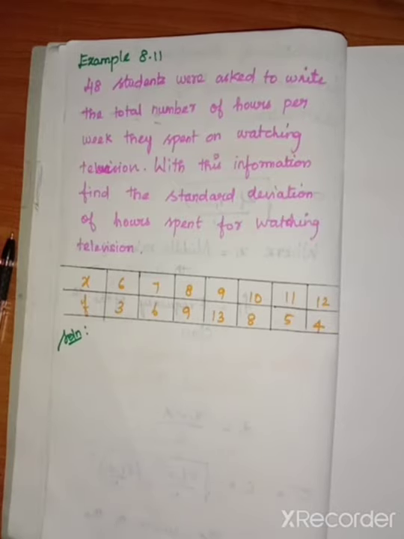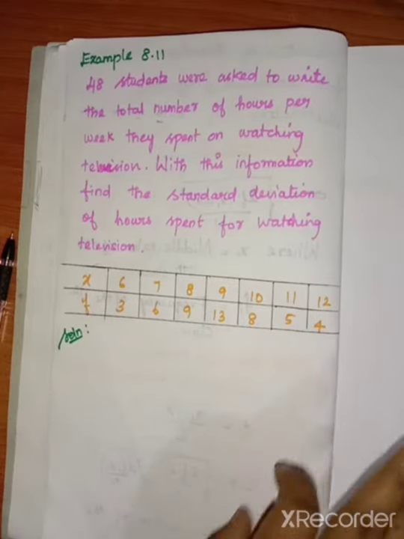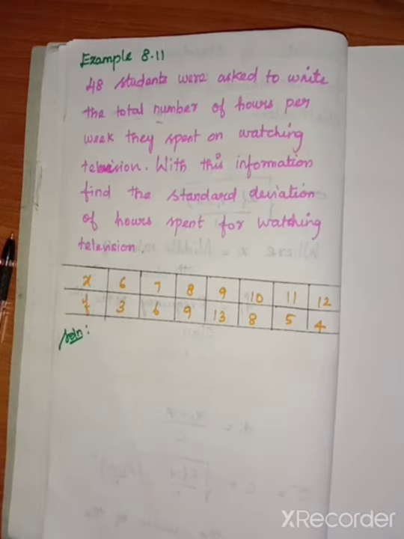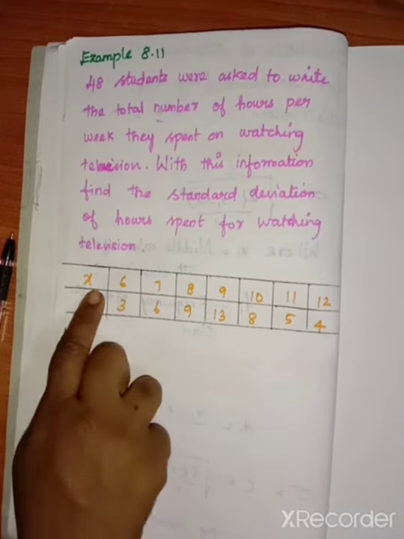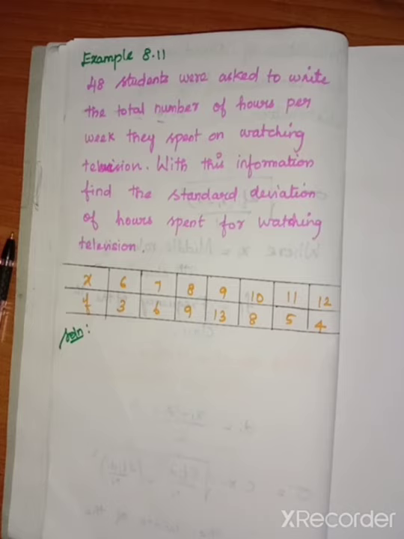Example 8.11. 48 students were asked to write the total number of hours per week they spend on watching television. With this information, find the standard deviation of hours spent for watching television. So here the x and f is given, that is for total students, 48 students are given, and the time is also given. So here xi is given, fi is given. We want to find the standard deviation.